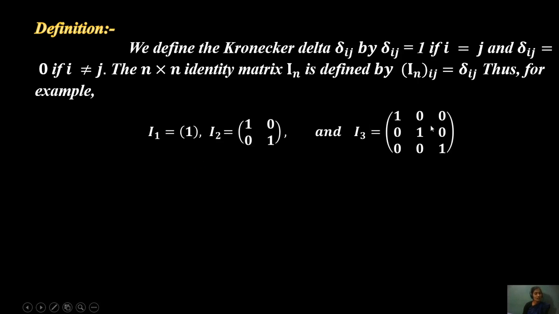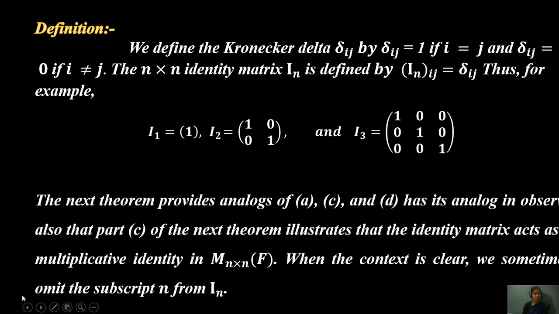0 1, and I3 equals 1 0 0, 0 1 0, and 0 0 1. This is called the identity matrix, the general form of an identity matrix. Okay, then the next theorem.